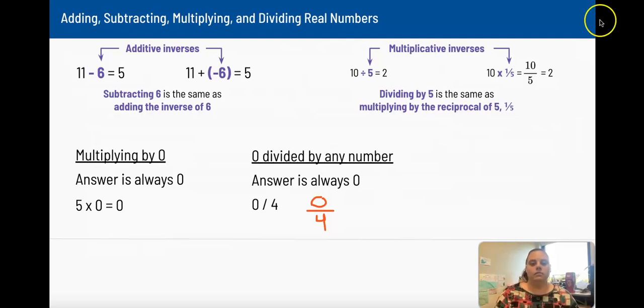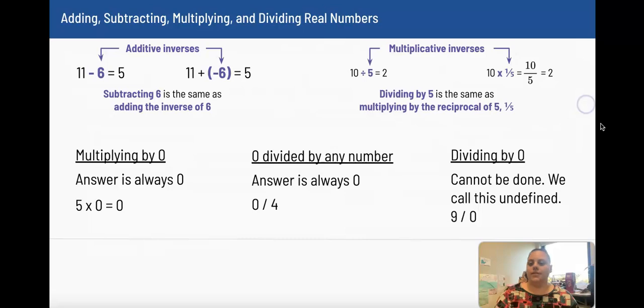Finally, dividing by 0, this cannot be done. This is what we could say is undefined. So again, you could see this as a fraction like 9 over 0, and that's not possible.